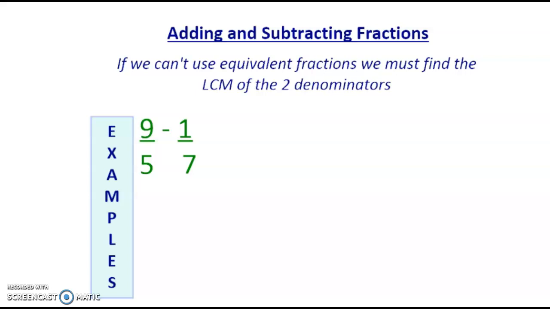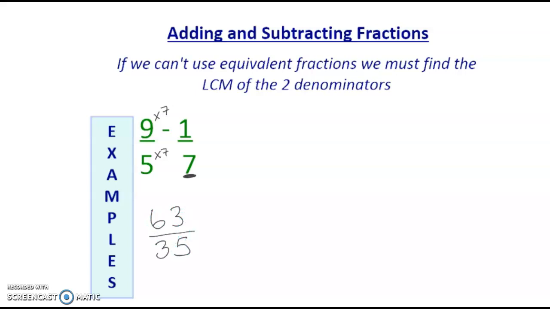So I'm going to do the same thing again. I'm following the same method every single time. I look at the first fraction and I times the top and the bottom by the second denominator. So in this question it is 7. And I'm going to do 5 times 7 on the bottom. And whatever I do to the bottom, I also do to the top. So I'm going to do 9 times 7 on the top. 9 times 7 is 63. 5 times 7 is 35.